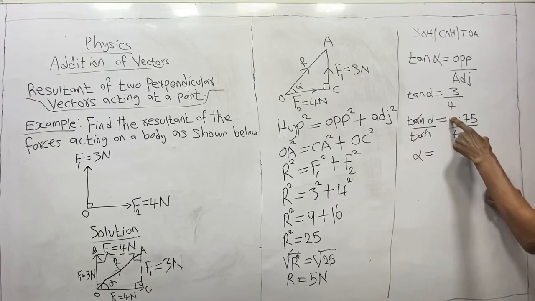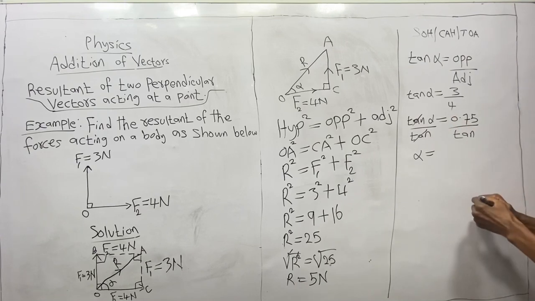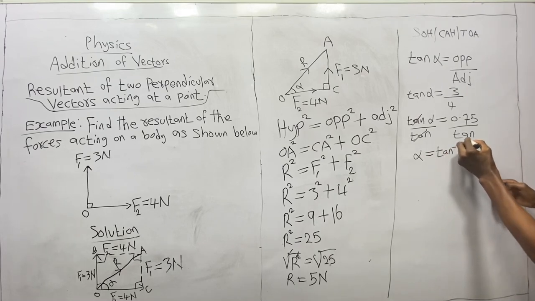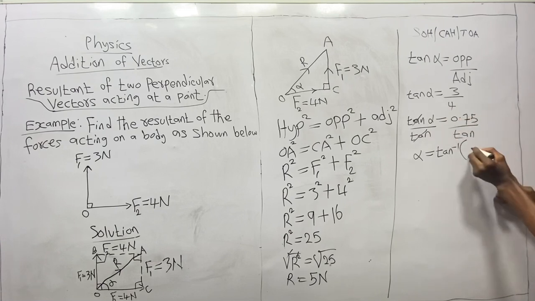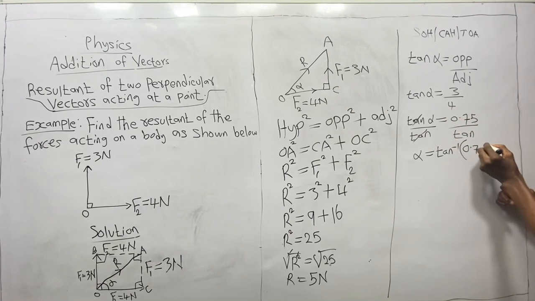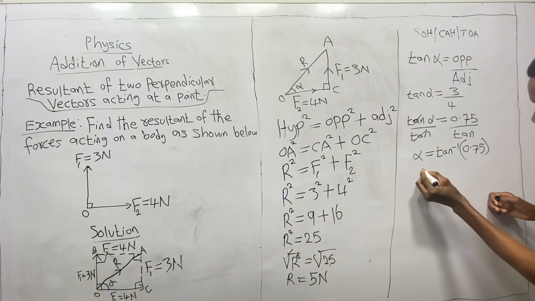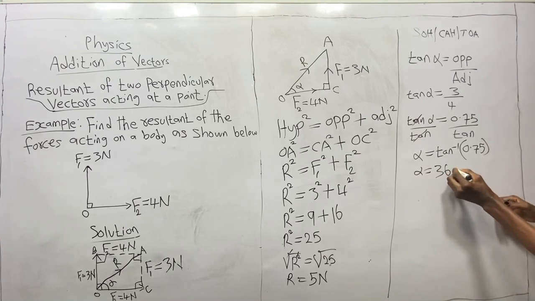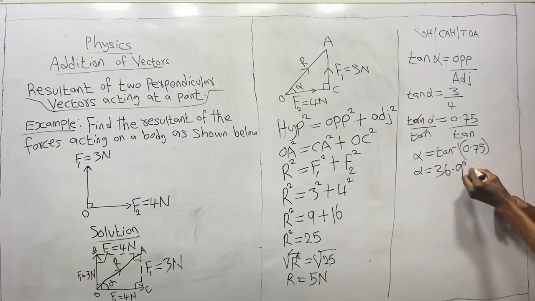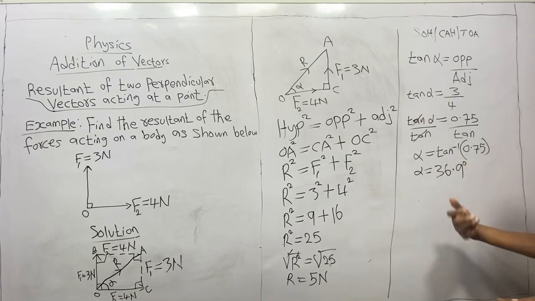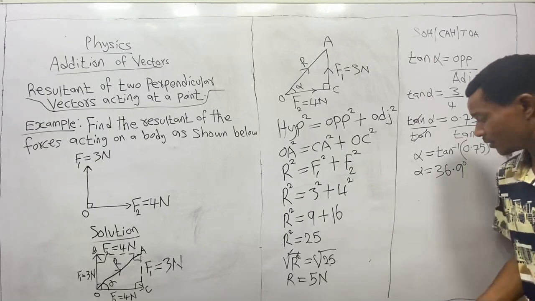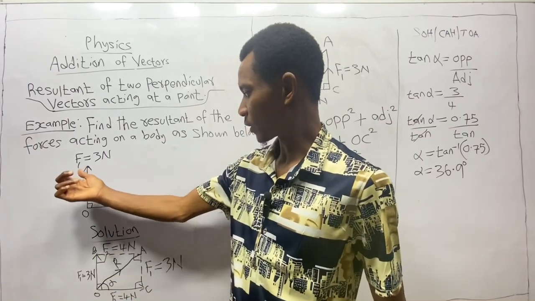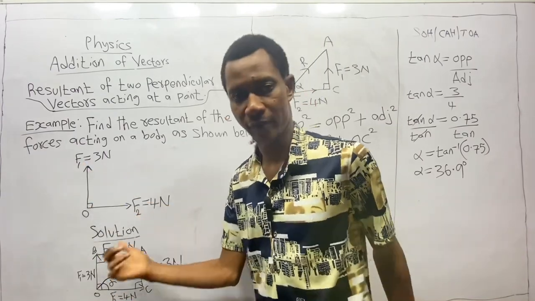Alpha will now be equal to... Now, in this case, there's an imaginary one here. That 1 divided by tan is seen as tan inverse. Then you now put this your value here, this number here in the bracket, 0.75. Alpha will now be equal to 36.9 degrees approximately. So 36.9 degrees becomes the direction of the resultant vector of these two vectors, F1 and F2.